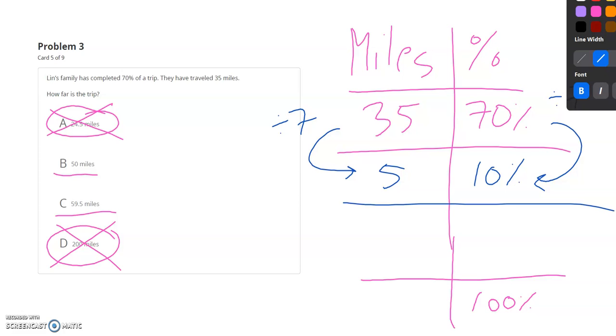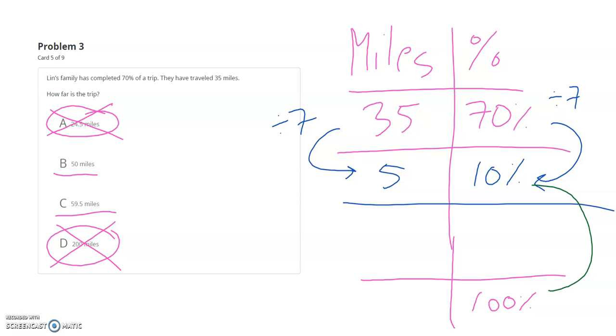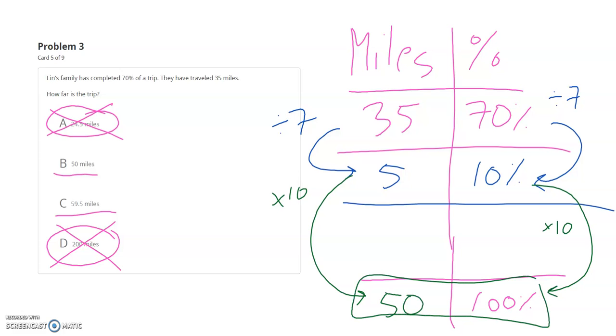And we're trying to get to 100% of their trip. I know that 10 times 10 is 100. 5 times 10 is 50, which means 50 miles is going to be 100% of their trip. So our solution is B, 50 miles, not 50%. 50 miles is 100%, all of their trip.